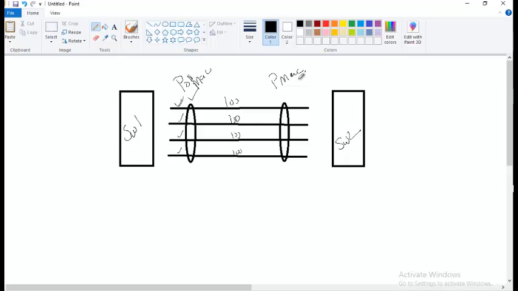Okay, so there's the logic here. You see, you got only one port ID, even though you got 4 physical ports.